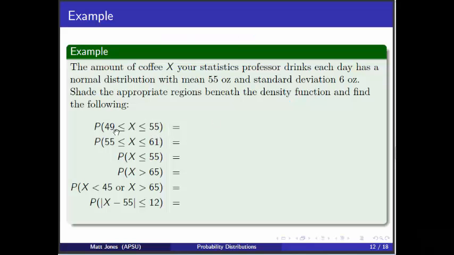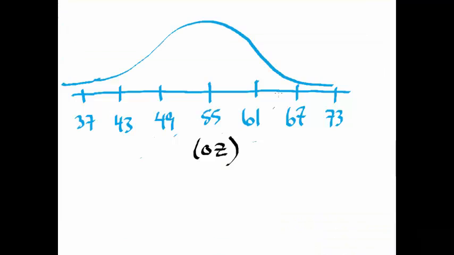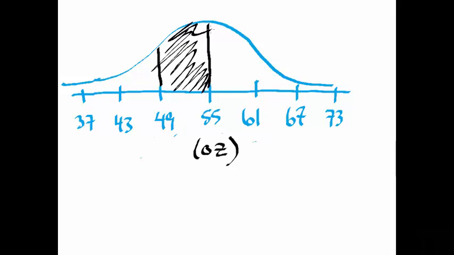So it says, what's the chance that the amount that your professor drinks, which we're abbreviating with a big X there, is between 49 and 55? Well, it's just going to be the area right in there between 49 and 55. So the probability that the amount that your professor drinks is between 49 and 55.